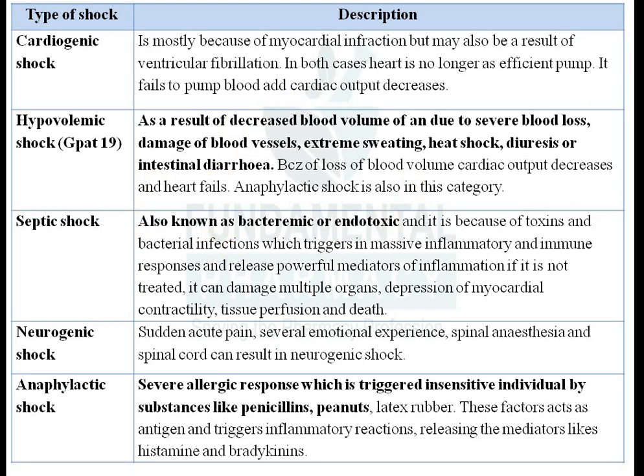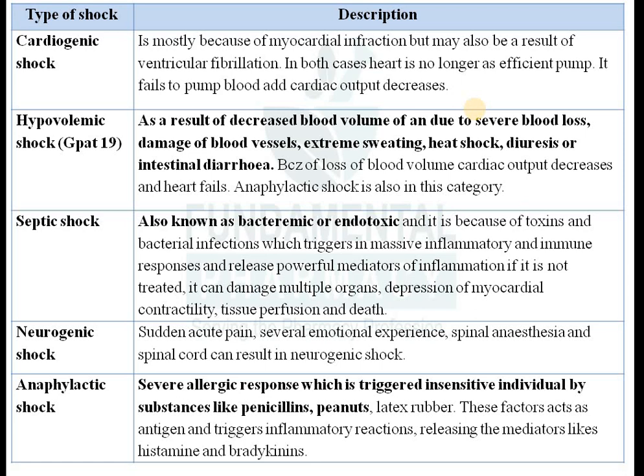What is cardiogenic shock? It is mostly because of myocardial infarction, but may also be the result of ventricular fibrillation. In both cases, the heart is no longer able to pump the blood. If it fails to pump the blood, cardiac output will decrease, and there will be cardiac failure. That is cardiogenic shock. Means in cardiogenic shock the heart is not able to pump the blood due to various reasons, for example, due to myocardial infarction.